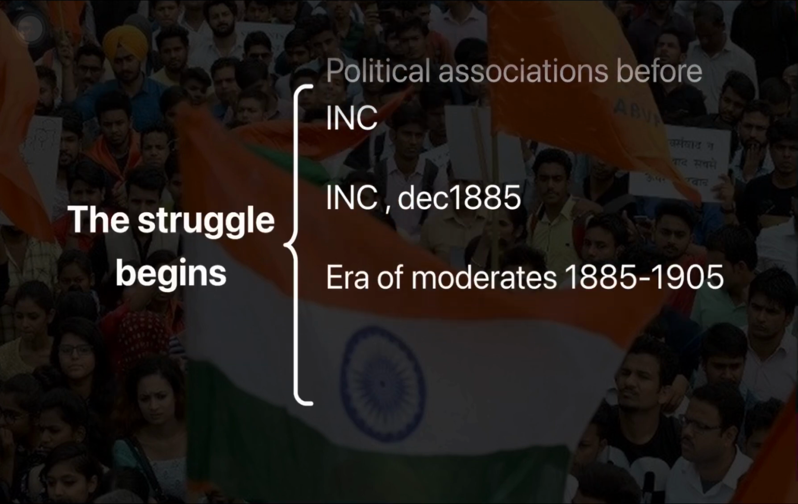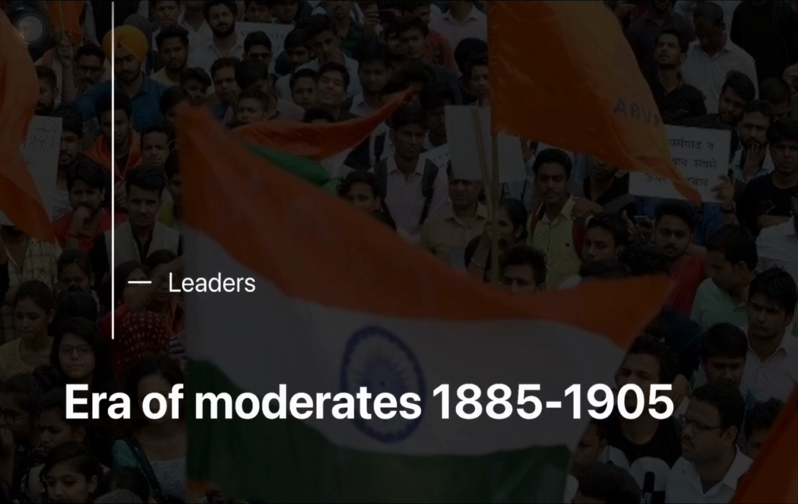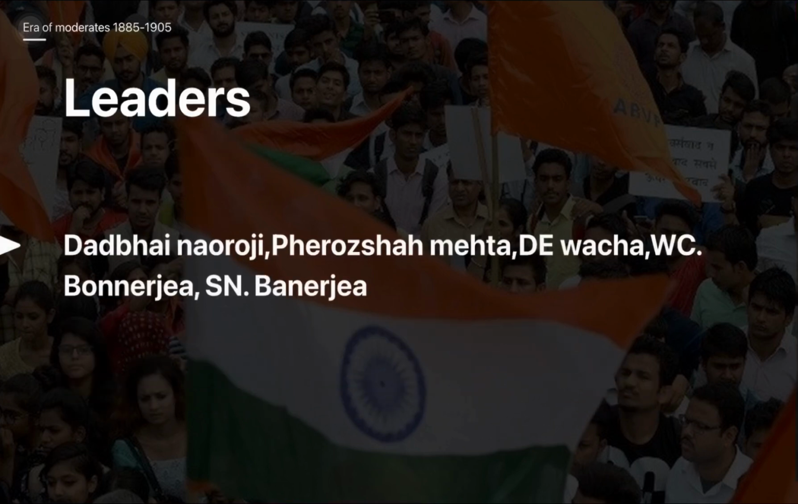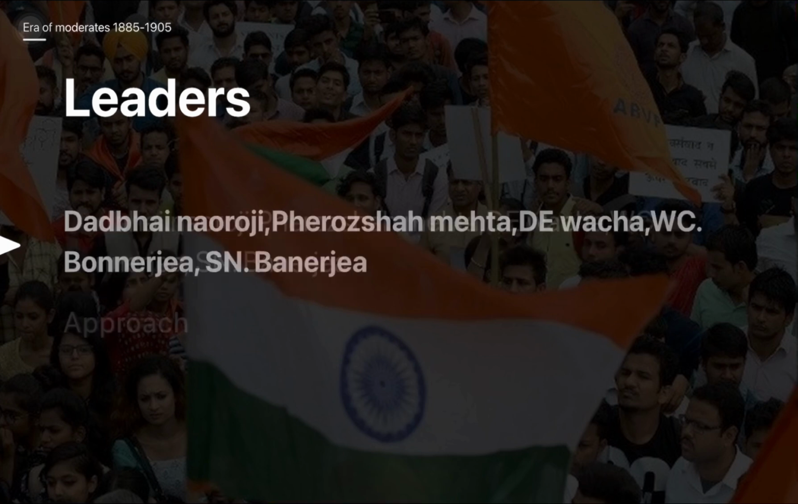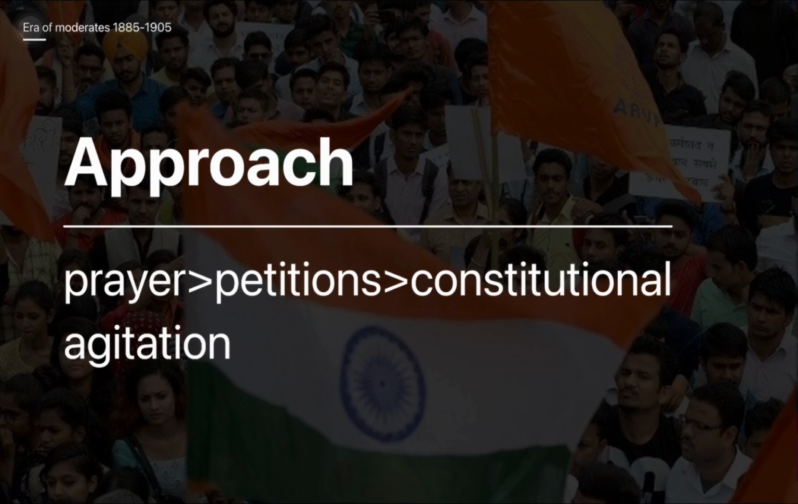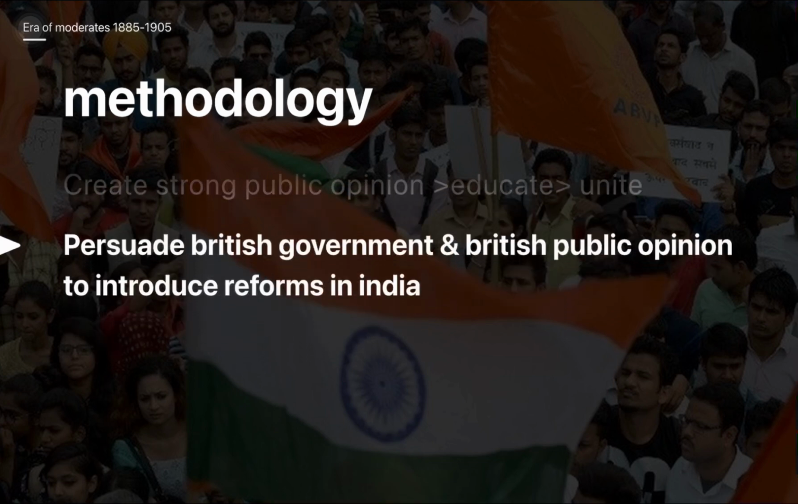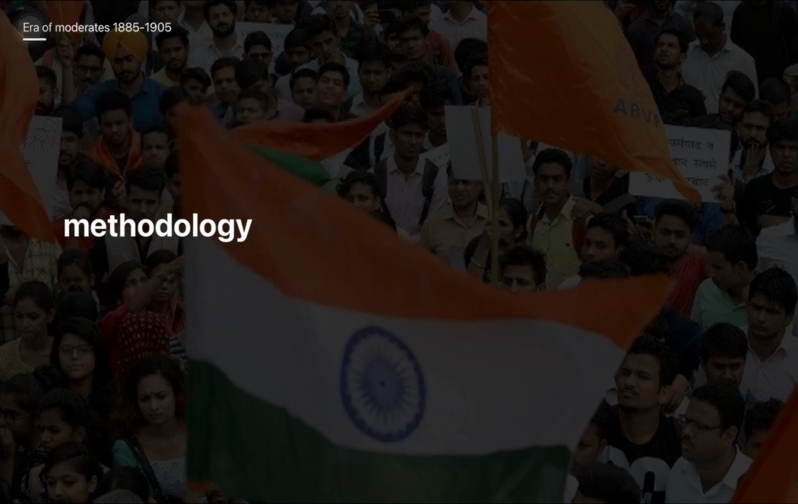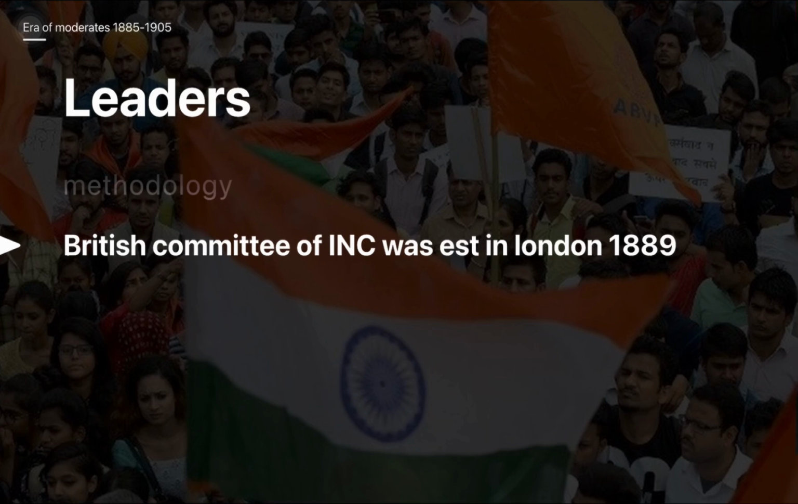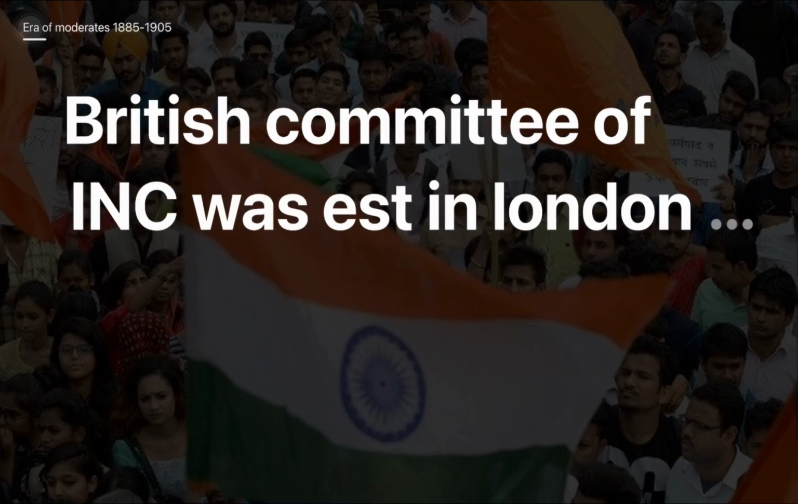Let's talk about the era of moderates, 1885 to 1905. The leaders were Dadabhai Naoroji, Firoz Shah Mehta, P.M. Wacha, W.C. Banerjee and S.N. Banerjee. What were the approaches of moderates? Prayer, petitions and constitutional agitation. The methodology was to create strong public opinion, educate and unite people, and persuade the British government and British public opinion to introduce reforms in India. The British Committee of INC was established in London in 1889.